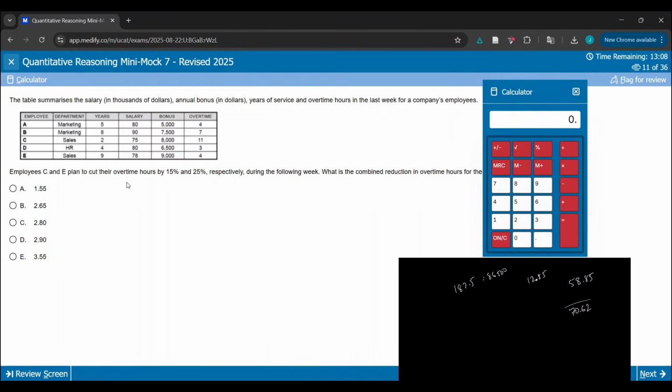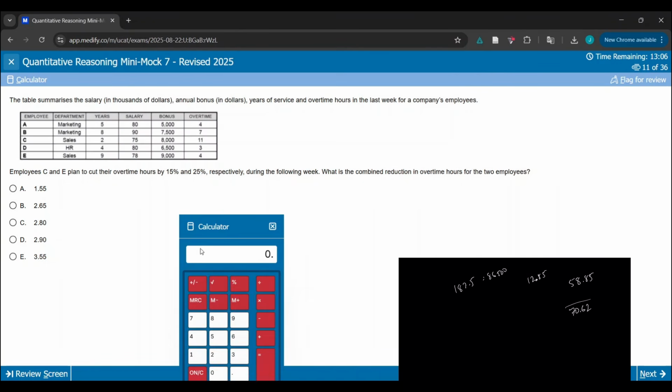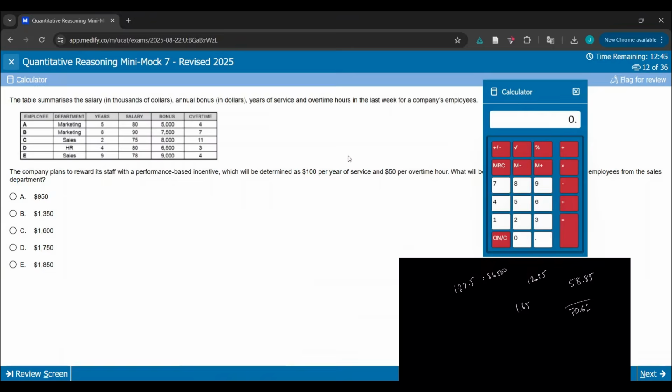Any plan to cut the overtime hours? Reduction overtime for the 2 employees. So C 15% is 11 times 0.85. Oh, so what's the combined reduction time? So 11 times 0.15 is 1.65. And then for E, it's 24%, so then plus 1, so it's going to be 2.65.